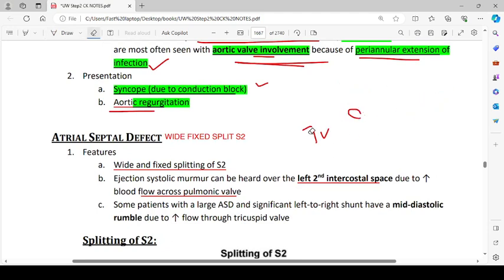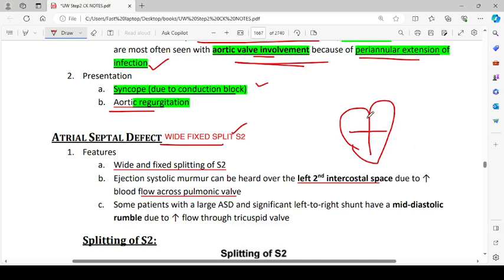Then we have the next thing, that is atrial septal defect. In atrial septal defect, as we talked about in the last session, there will be wide fixed splitting of the S2. Why will that happen? Suppose this is a heart. So in the heart, this is the ASD. This means that there will be a left to right shunt. From the left atrium, more and more blood will be flowing to the right atrium, which is not normal. Then this increased amount will go to the right ventricle and into the pulmonary artery.